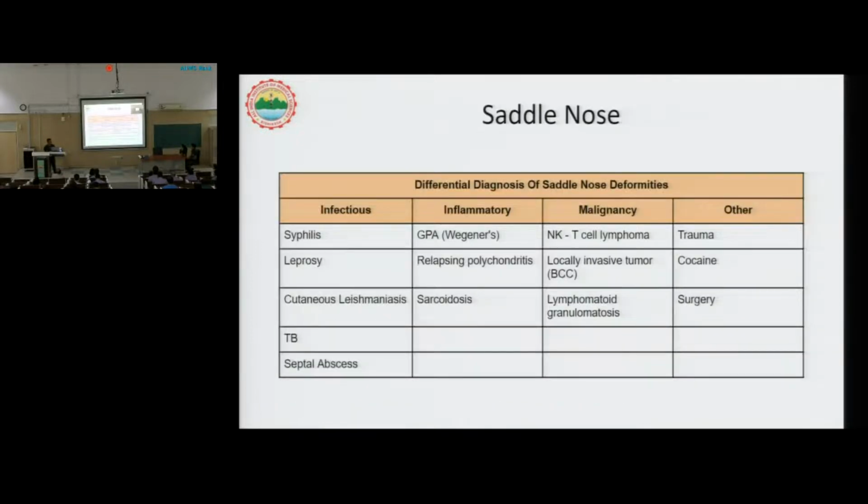Coming to one of the clinical findings, saddle nose. There are multiple differential diagnoses. Saddle nose can be due to infectious, inflammatory, and malignant causes, and other causes like trauma, drug abuse like cocaine, and iatrogenic surgical causes. Among infectious causes, syphilis is the most common cause for saddle nose, along with leprosy, cutaneous leishmaniasis, TB and septal abscess. Inflammatory causes like GPA, relapsing polychondritis, and sarcoidosis can also have saddle nose deformities.